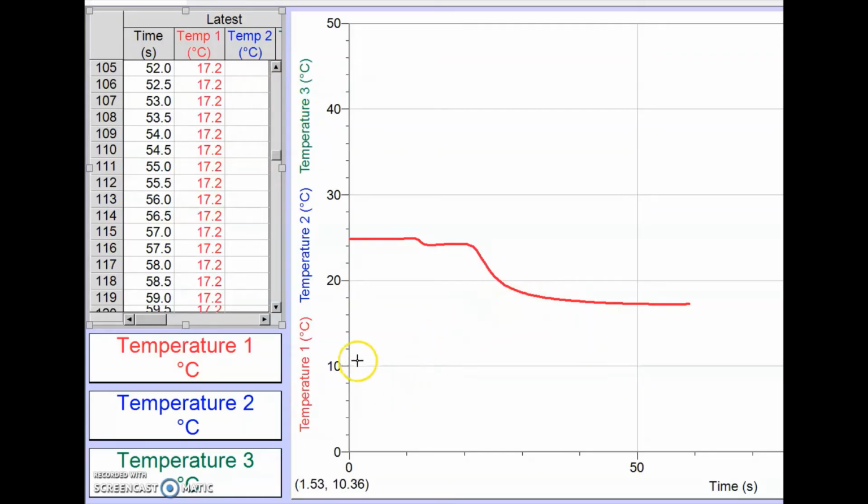So our initial temperature was 24.8 degrees, and our final temperature is 17.2 degrees. And calculating the change in temperature, remember change is always final minus initial. So that's going to be 17.2 degrees minus 24.8 degrees, which just answered my earlier question about what it would mean if delta T is negative.